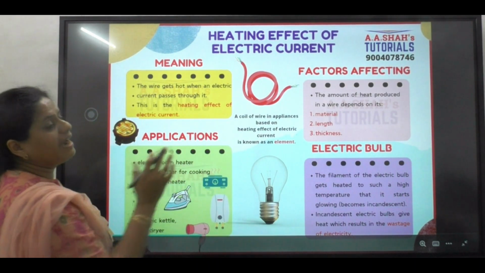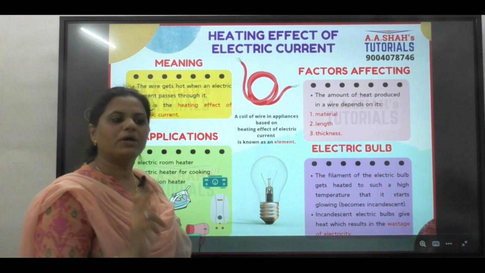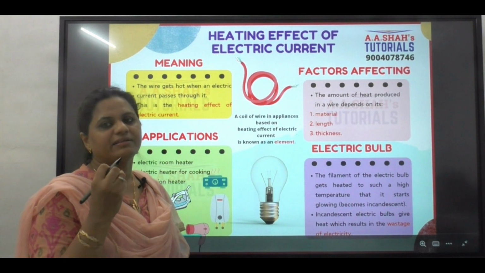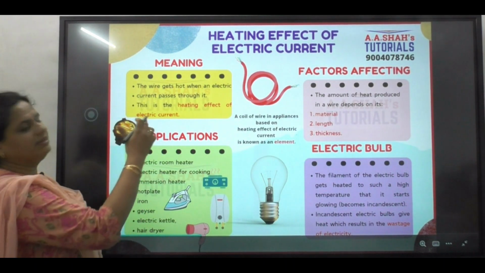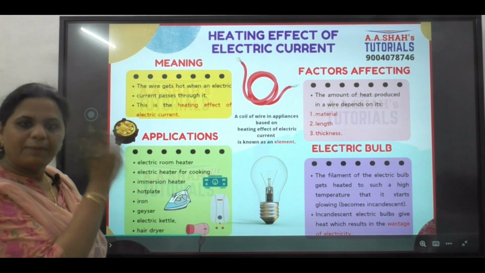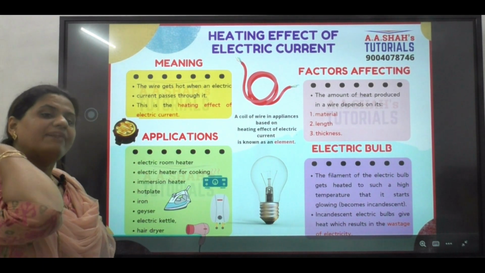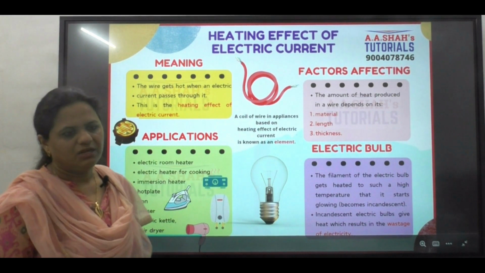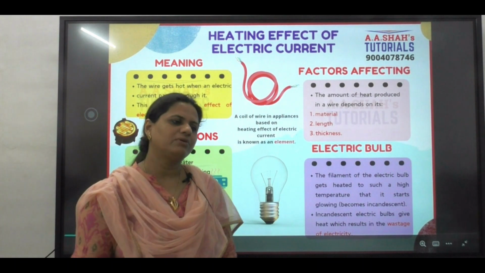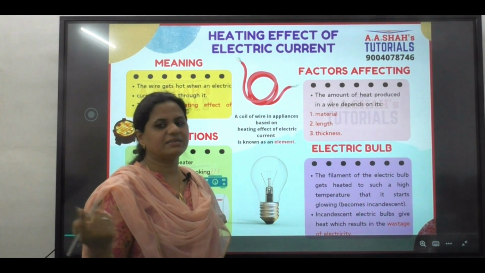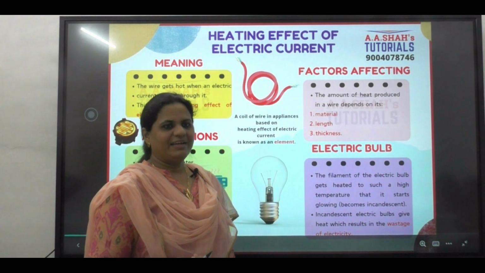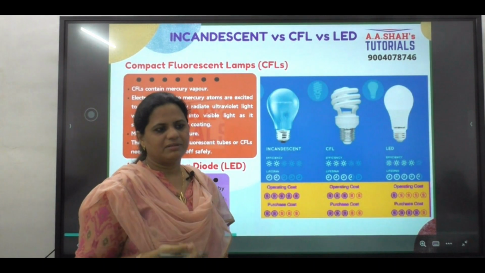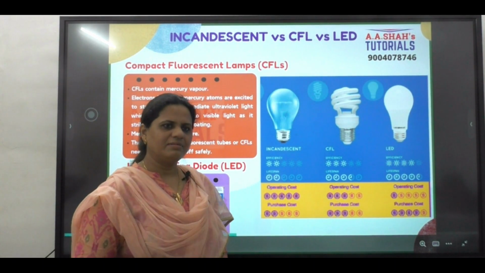First of all, understand the heating effect of electric current, because when you are talking about a bulb, how is a bulb glowing? Because electric current generates heat, and because of this heat, the bulb is functioning. So there are many devices which work on the heating effect of electric current. Can you tell me any device which when you turn on the electricity heats up or gives out heat? Very good. A geyser. Electric heater, yes. Iron, yes.